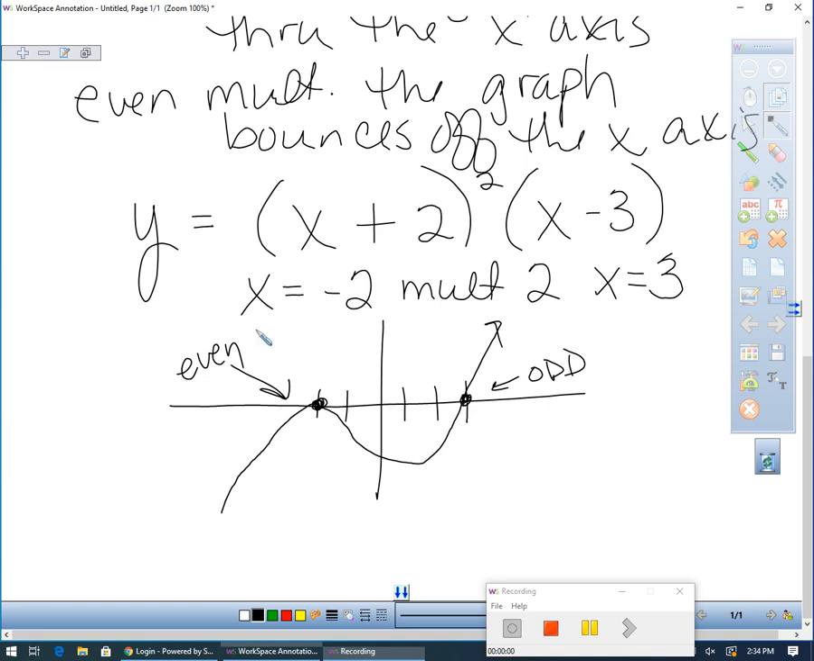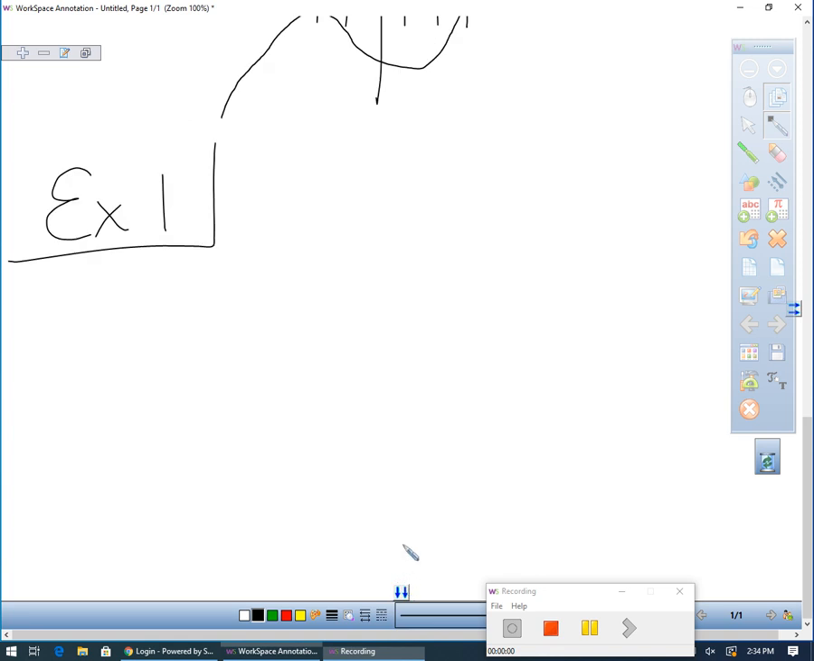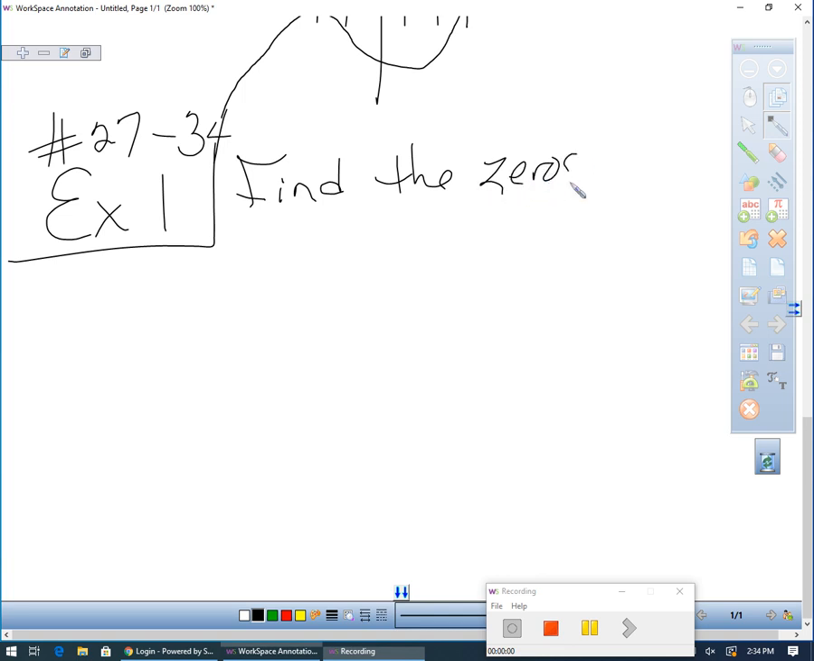Okay. So here is example number 1 today. This is what you have to do for, ready for this? Number 27 through 34. Fat chunk, yes, that's one way to say it. It says find the zeros and their multiplicity.